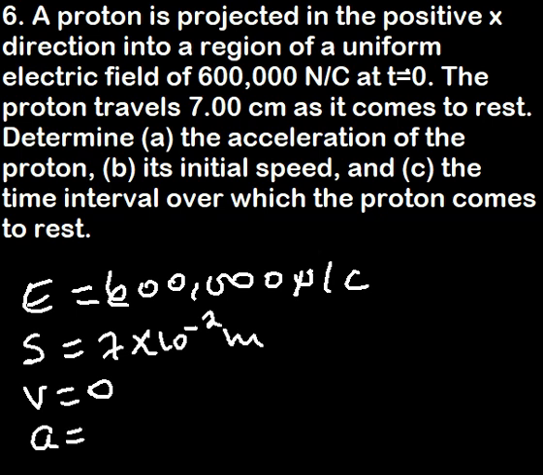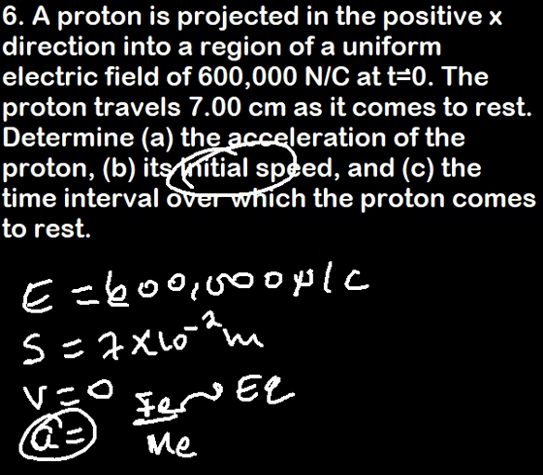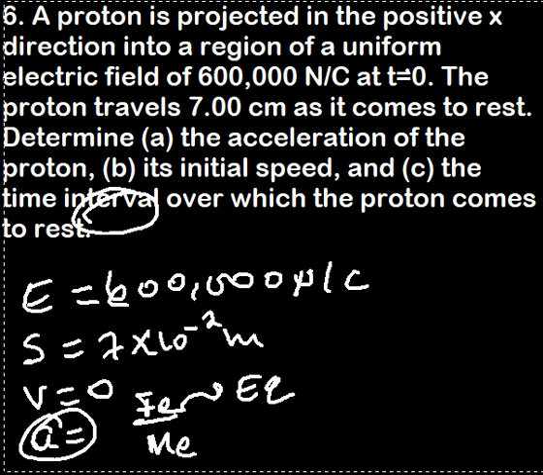We are looking for the acceleration, and that will be given as Fe, the electrostatic force, divided by the mass of the proton, where Fe is given as Eq. We know that the proton has its own actual charge that we are going to use to get the acceleration, and from there we'll find the initial speed. You choose which equation suits that, and also the time. So keep that in mind.